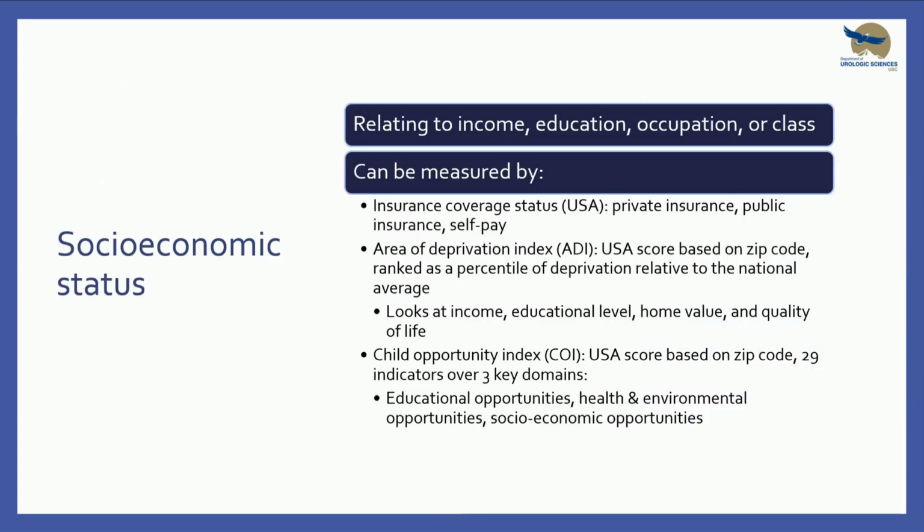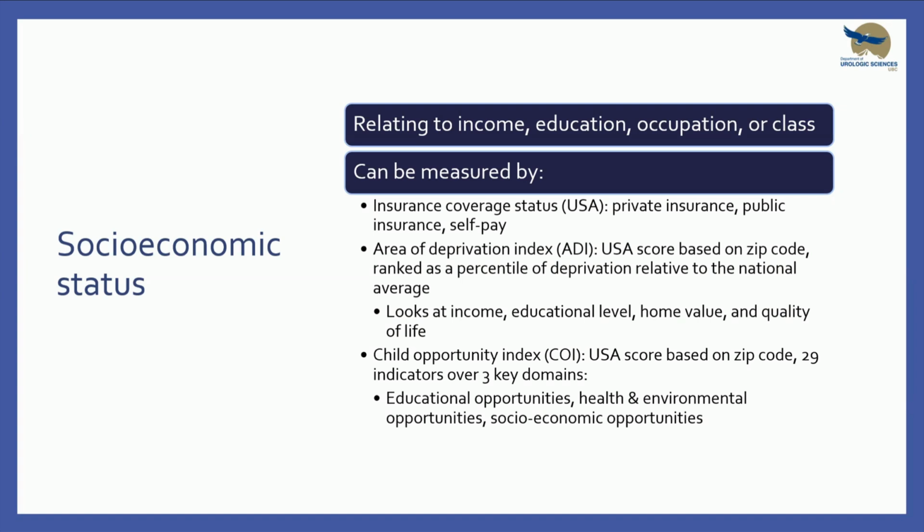I'd like to move on to discussing socioeconomic status, which is another important social determinant of health. So this is status relating to income, education, occupation, or class. This can be measured in a lot of different ways. In American studies, it's often measured by insurance coverage status, seeing if a patient has private insurance, public insurance, or is self-pay, as well as there are area-based scores looking at this as well.